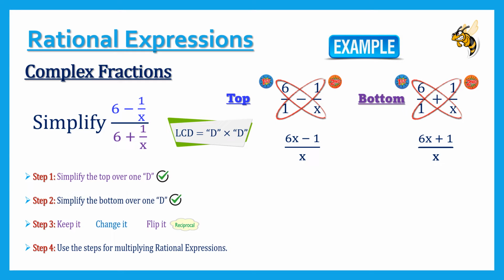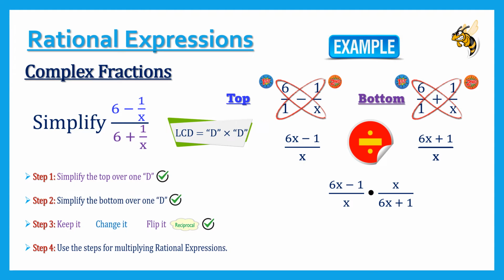We're going to set up the problem, which is going to be 6x minus 1 over x divided by 6x plus 1 over x. First, we want to keep the first fraction exactly the same. And we're going to change that division to multiplication, and we're going to flip the second fraction, which is the reciprocal. So if you notice, the x now ends up in the top.